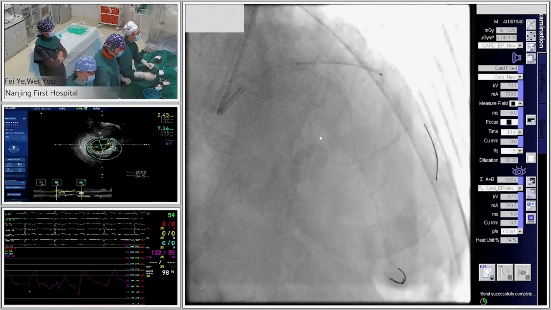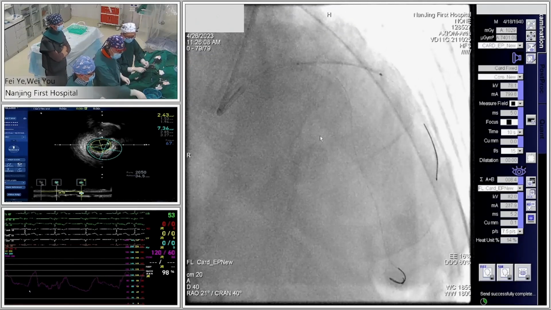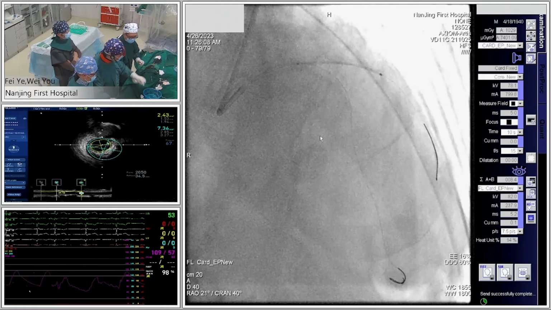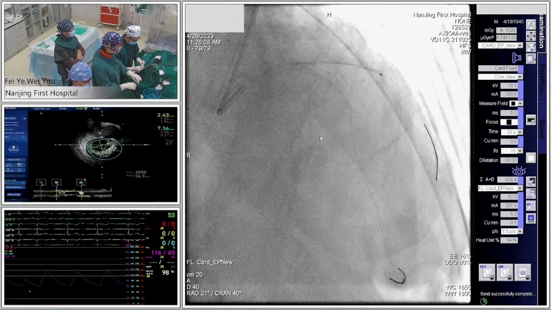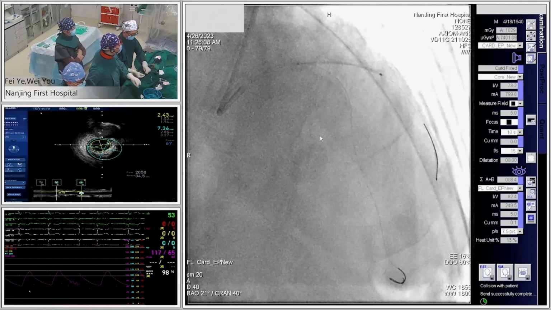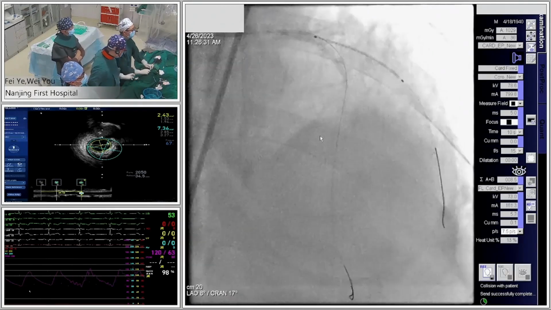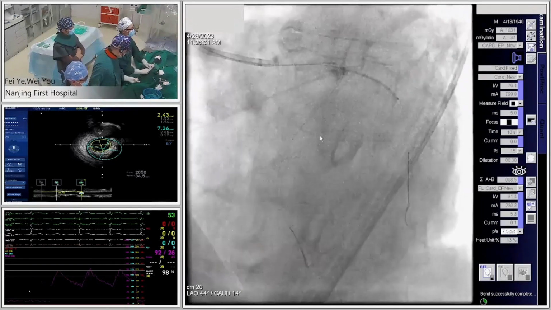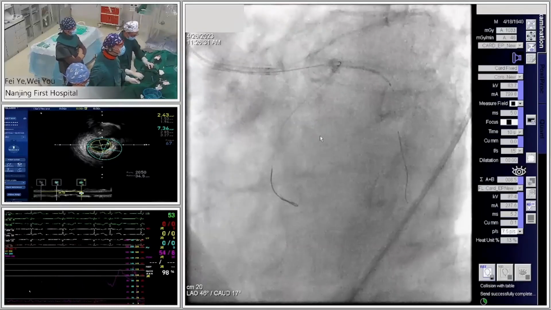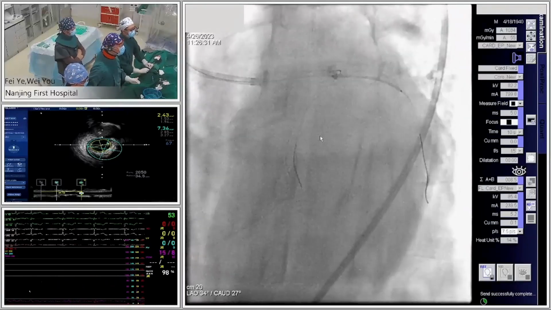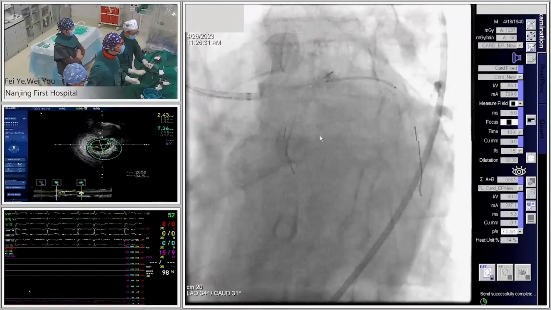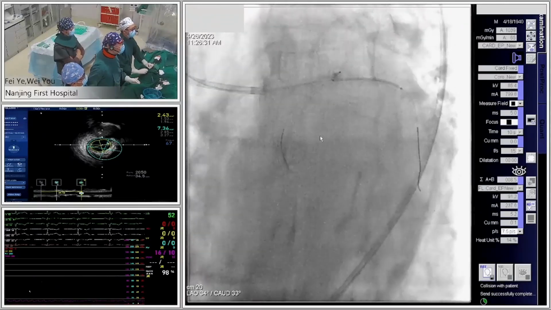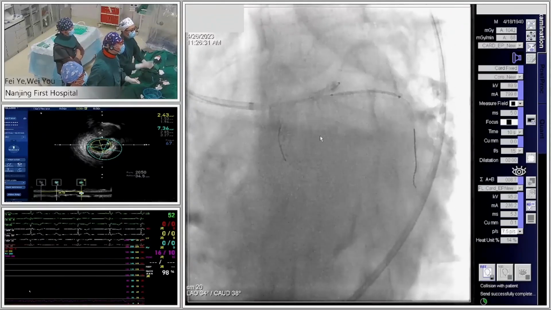So we will perform the DK crush for the case. First, stenting crossover to the side branch. Another NC balloon to prepare to push into the LAD to prepare the first crush. Okay, good. Cranial, more cranial, more cranial. Yeah. 45, 45.